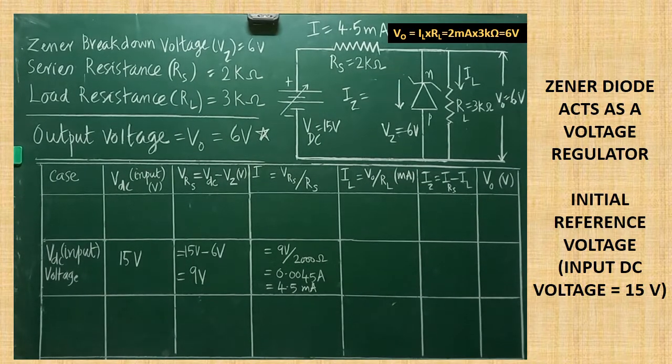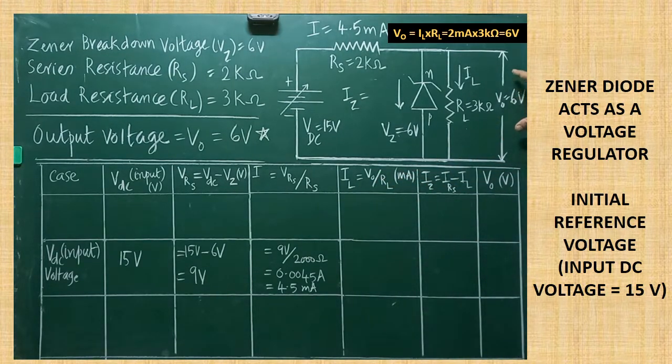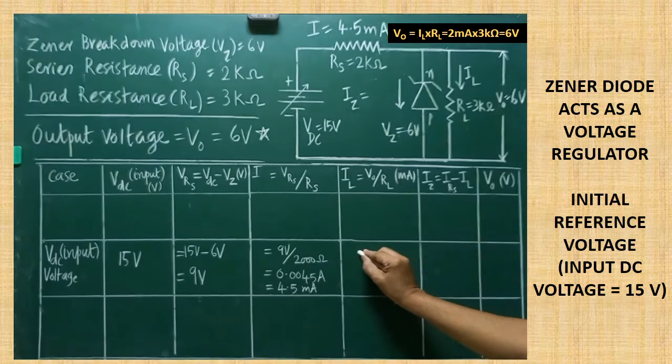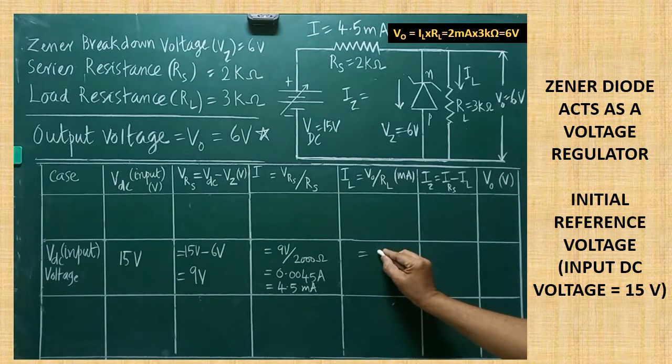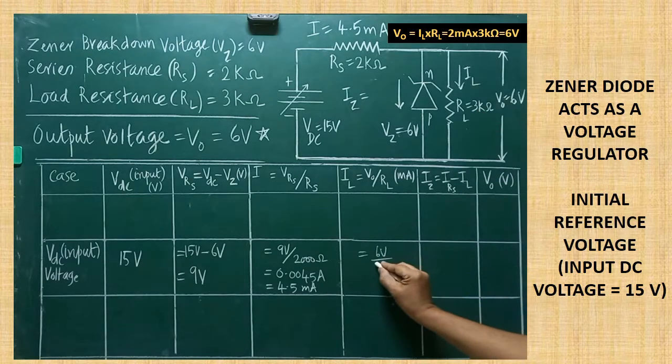Next we will calculate the current which is passing through RL. Very easy. Already I have told, we are able to get the 6 volt as constant output voltage. Therefore 6 volt is known. Are you clear? So IL can be easily calculated. So VO is equal to 6 volt divided by load resistance value is 3 kilo ohm. So 3 kilo ohm can be written as 3000 ohm.